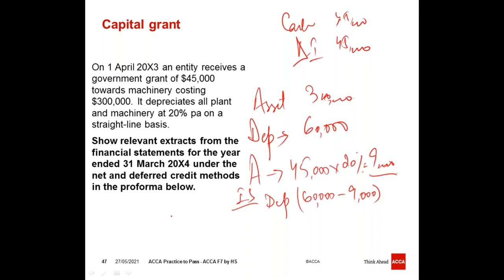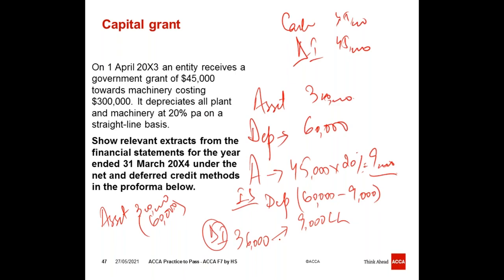On the face of the balance sheet, the asset will now be reported at 3 lakhs minus 60,000, and deferred income contains an amount of 36,000, out of which 9,000 will be my current liability and the remaining 27,000 will be my non-current liability.